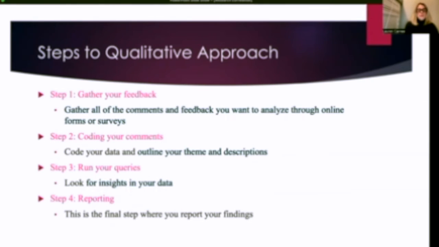Steps to the qualitative approach. Step 1, gather your feedback. Gather all of the comments and feedback you want to analyze through online forms or surveys. Step 2, coding your comments. Code your data and outline your themes and descriptions. Step 3, run your queries. Look for insights in your data. Step 4, reporting. This is the final step, where you report your findings.